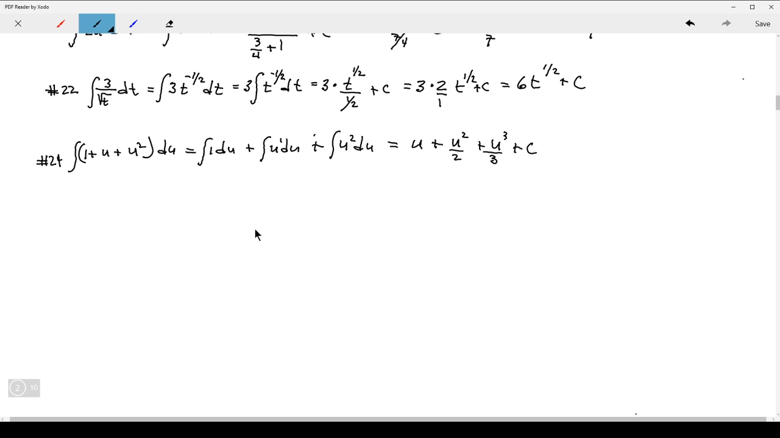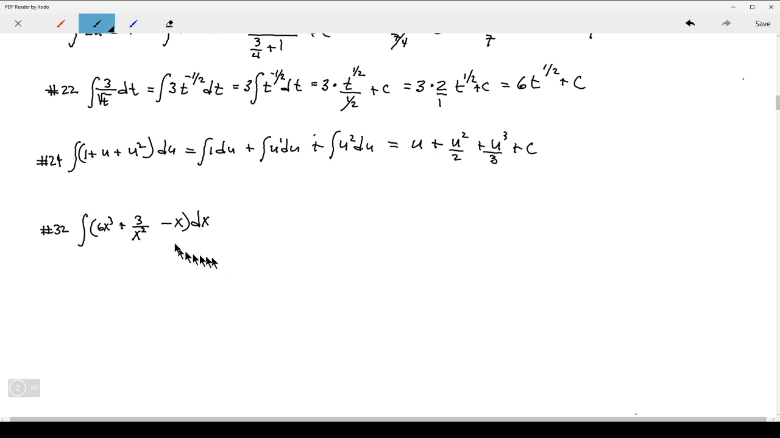All right, I'm going to jump to 32, then I'm going to backtrack a little bit. So let's jump to 32 here, and we're going to do the antiderivative of 6x to the 3rd plus 3 over x squared minus x dx. So again, I'll step through this.